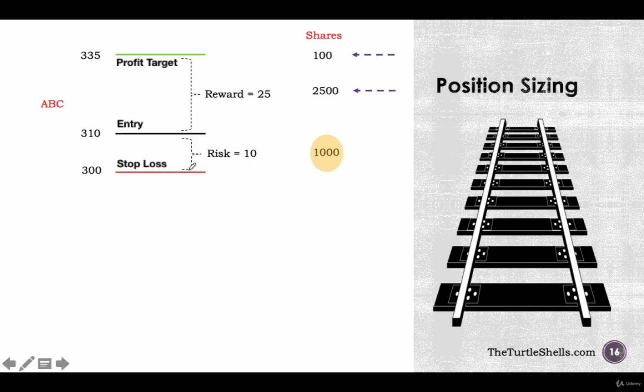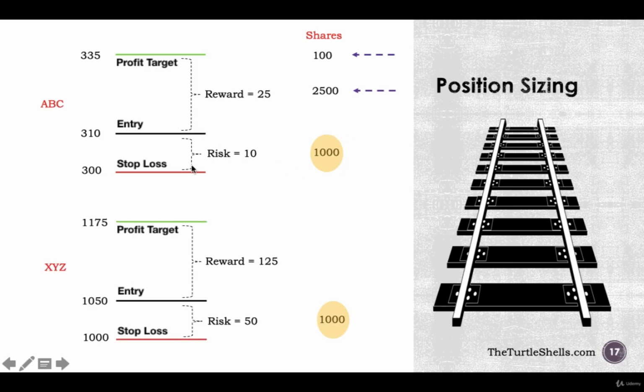So this is how I take the position, where I calculate what is the per share risk, and then I look at how much money I want to risk on this trade. Now this is something which I have pre-decided, irrespective of the price, and we will look at that example. So I am willing to lose 1,000 on this trade.